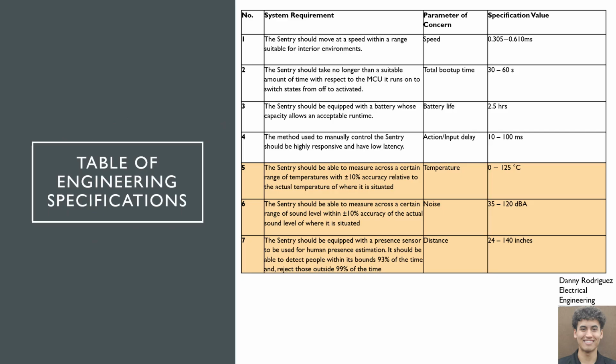Here we have our table of engineering specifications. For our system requirements, we have 7 requirements. We have tested temperature for our environmental sensor, noise for our microphone, and frame rate for our camera.